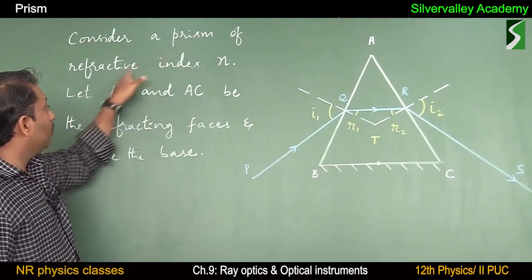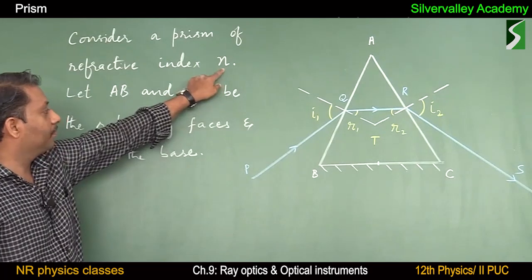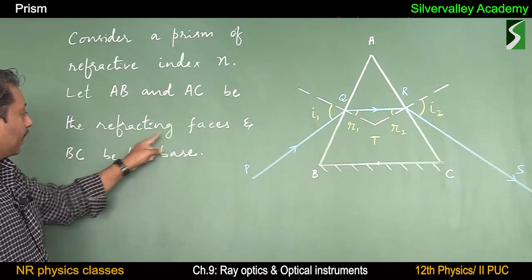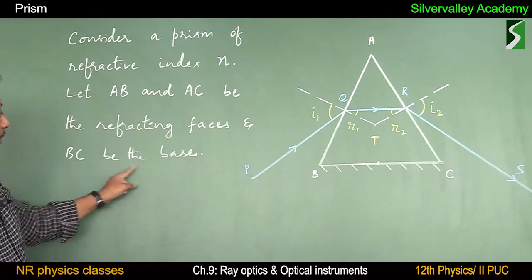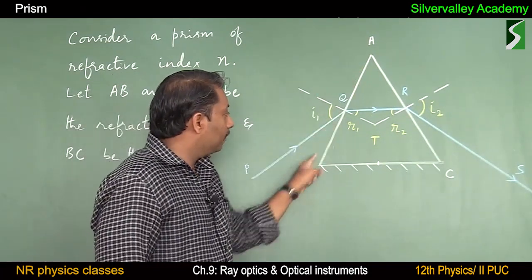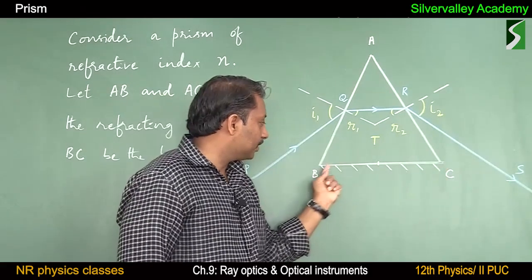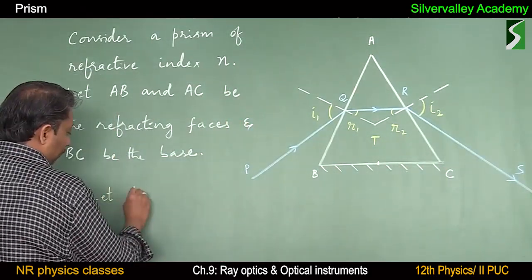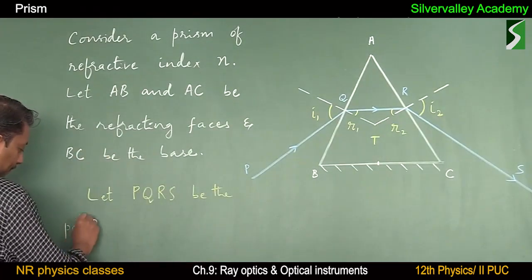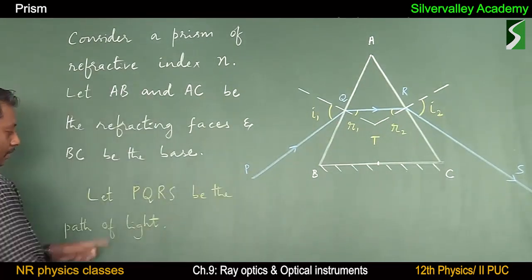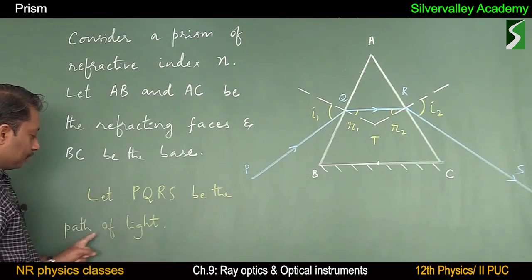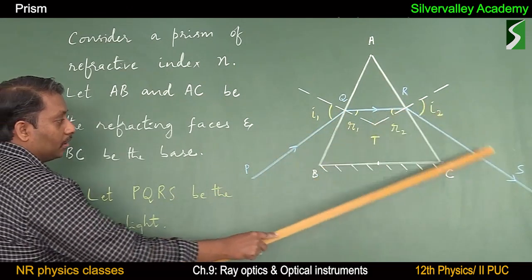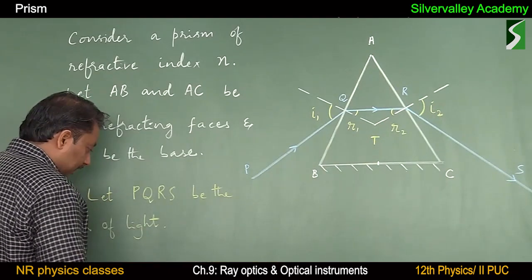Consider a prism of refractive index N. Let AB and AC be the refracting faces and BC be the base. Let PQRS be the path of light.